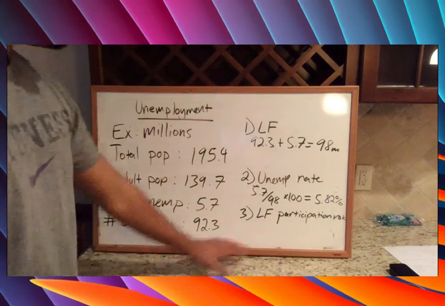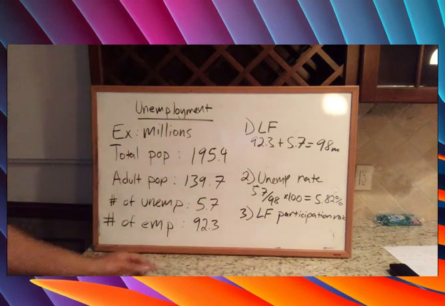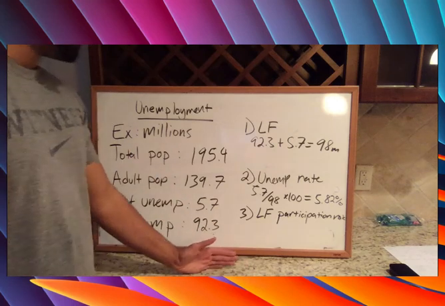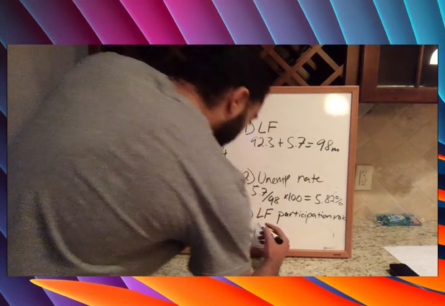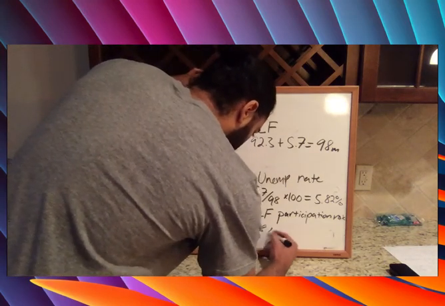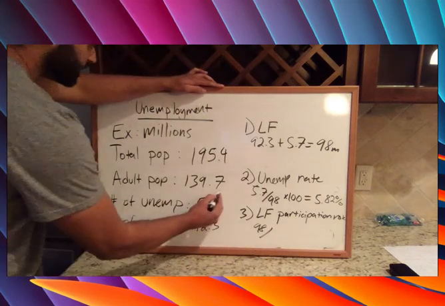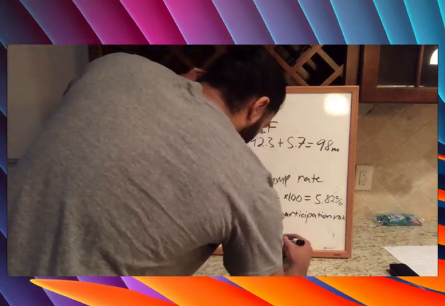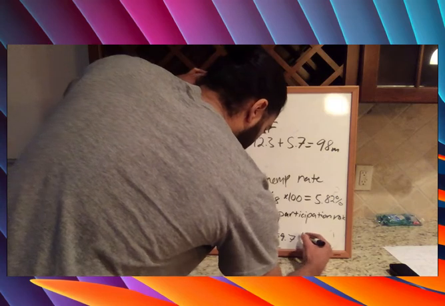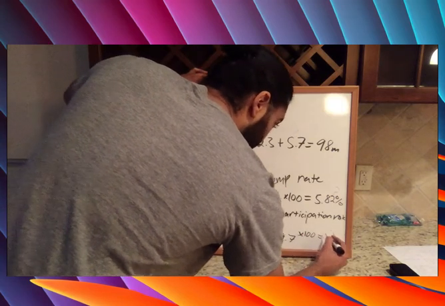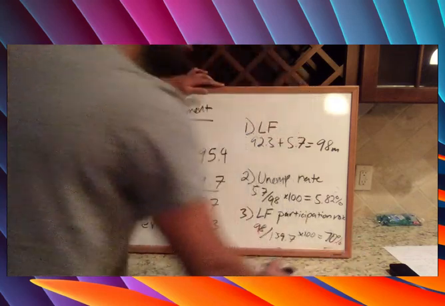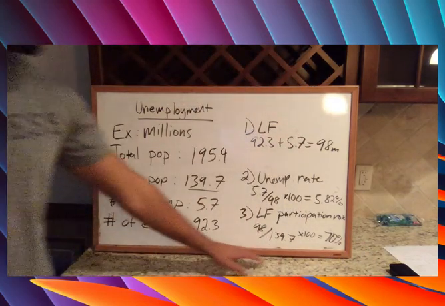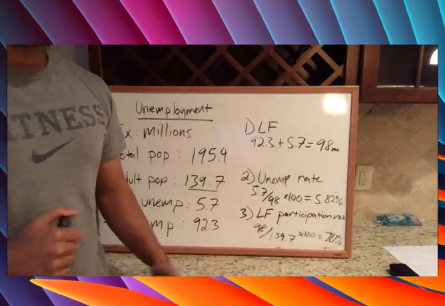Now we're going to calculate labor force participation rate. Now the formula is labor force divided by adult population multiplied by 100. So our labor force, again, we know this, 98 million divided by our adult population, which is 139.7 multiplied by 100. What you're going to get is somewhere around 70%. Now, what this is saying is 70% of your adult population is working.